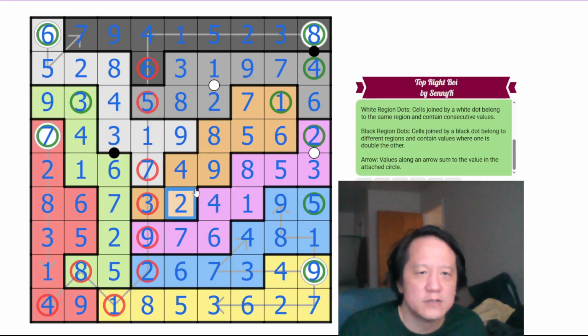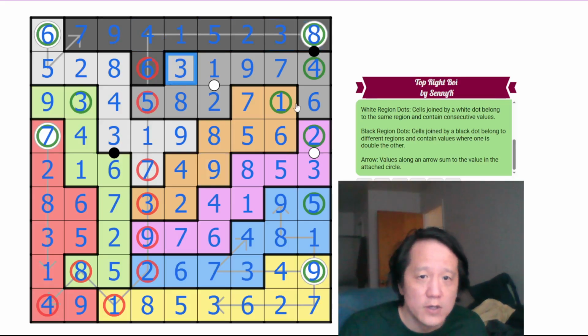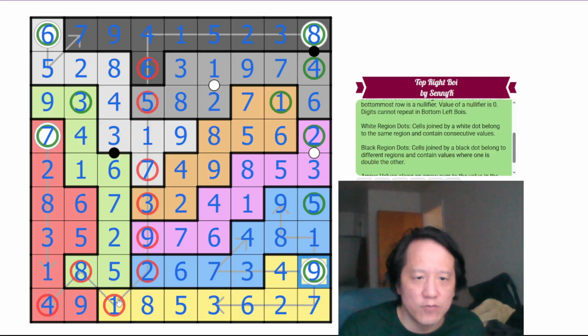Choo-choo. I don't know what that means, but top right boy. Let's just double check. In the top right boys, we have 1, 2, 3, 4, 5, 6, 7, 8, and 9. In the bottom left boys, we have 1, 2, 3, 4, 5, 6, 7, 8, and 9. Values of arrows. Actually, let's do croppy dots.